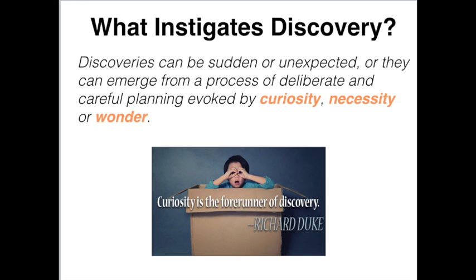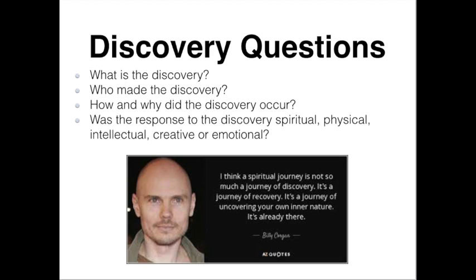Once you've established the type of discovery that occurs, you need to investigate what instigates or causes the discovery. Is the discovery accidental or planned? Has it been evoked by curiosity, necessity, or wonder? Some questions that are beneficial to ask yourself about the discovery in the text are: what is the discovery? Who made the discovery? How and why did the discovery occur?